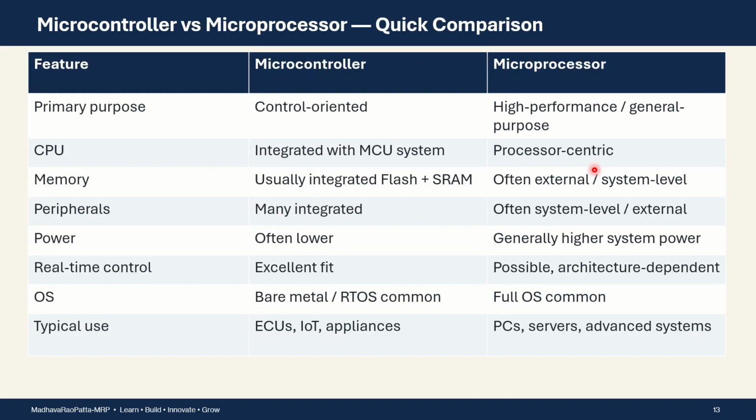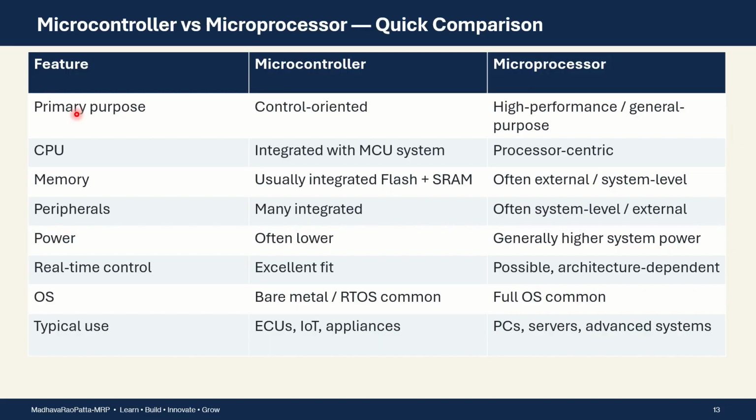The next important topic is the microcontroller and microprocessor. A quick comparison: let's summarize the major differences, then we'll go row by row. This is a feature, this is a microcontroller and microprocessor. First, the primary purpose.